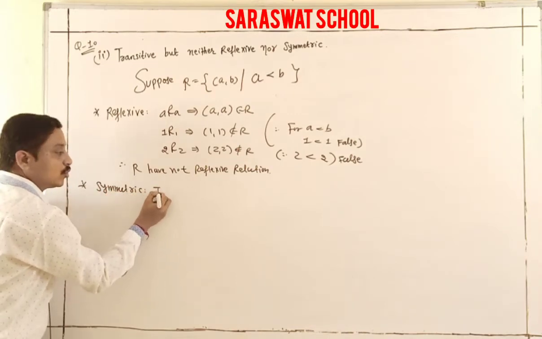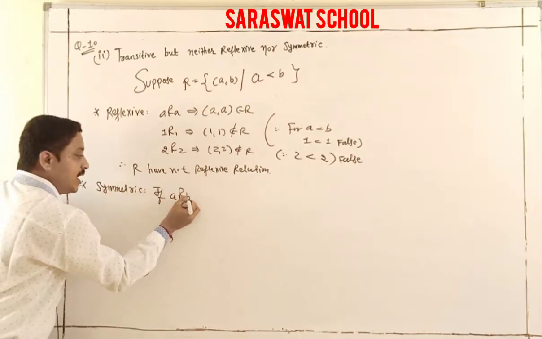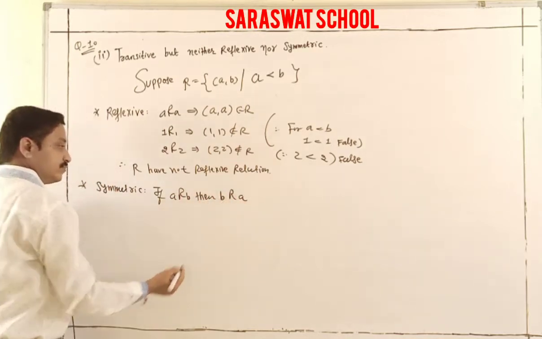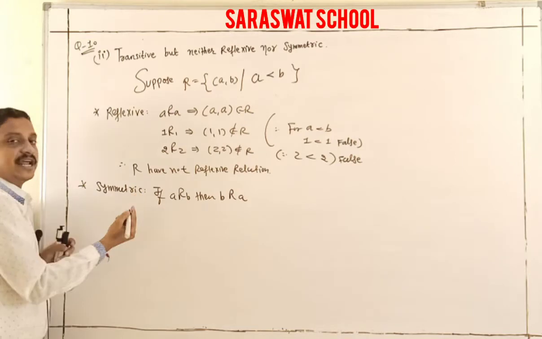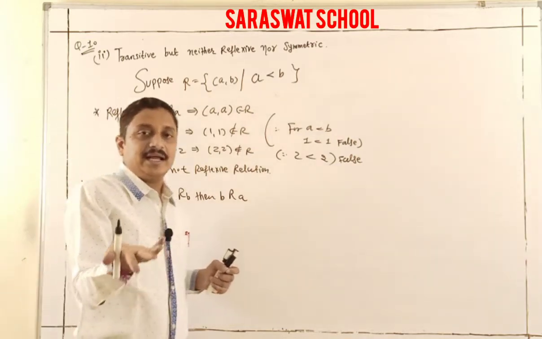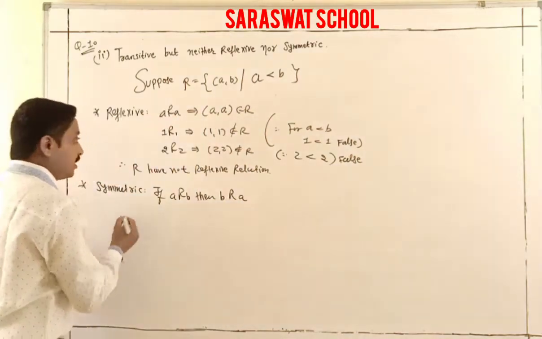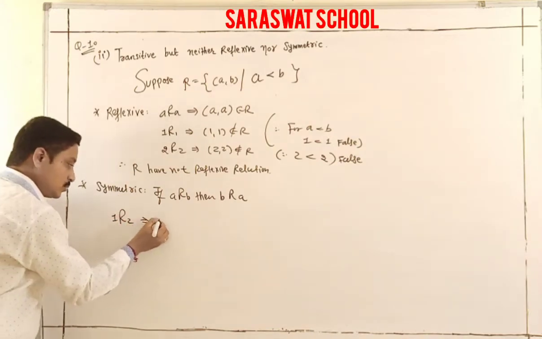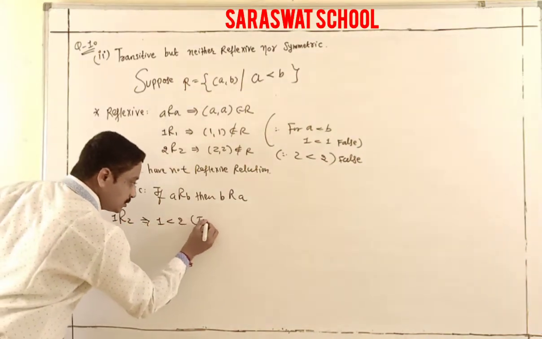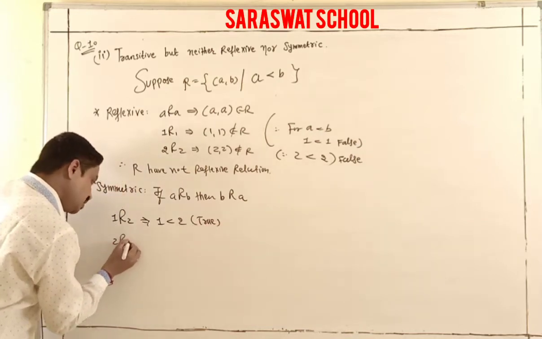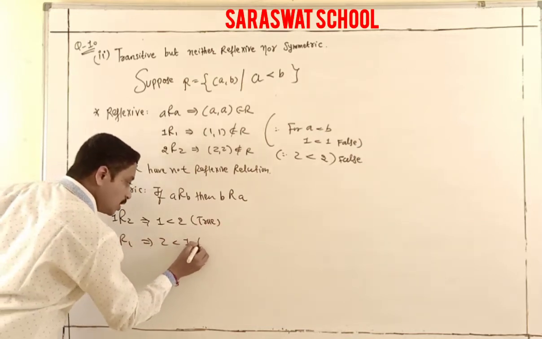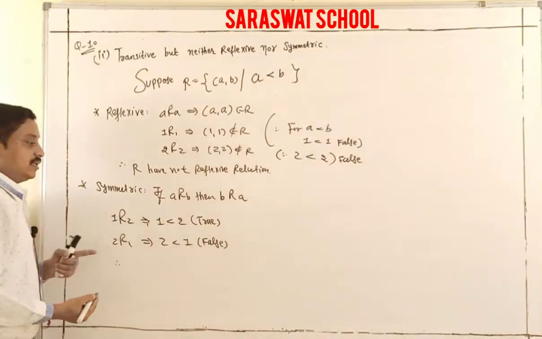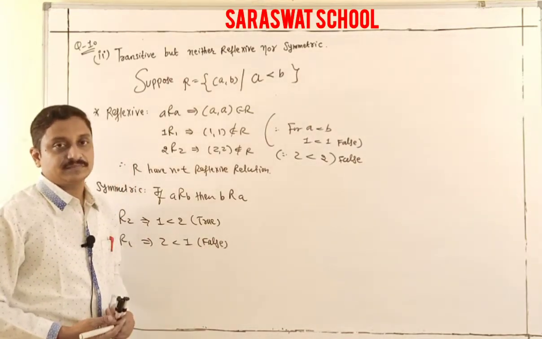Symmetric relation rule is that if A relation B, then B relation A. Very easy. I just write down number wise. In general, taking 1 less than 2, check, it is true. Yes, true. So what about 2 relation 1? 2 less than 1? No, it is not true. False. So finally, this case is not valid.